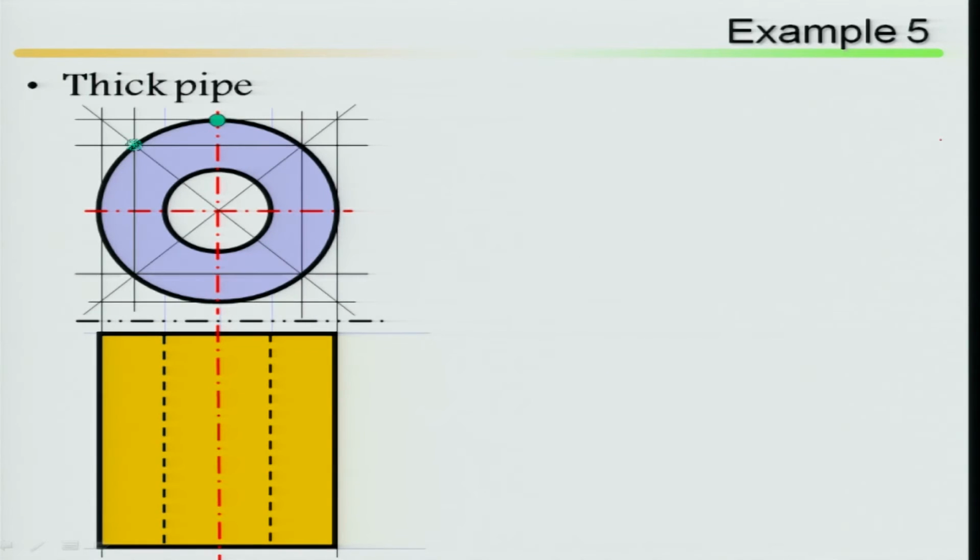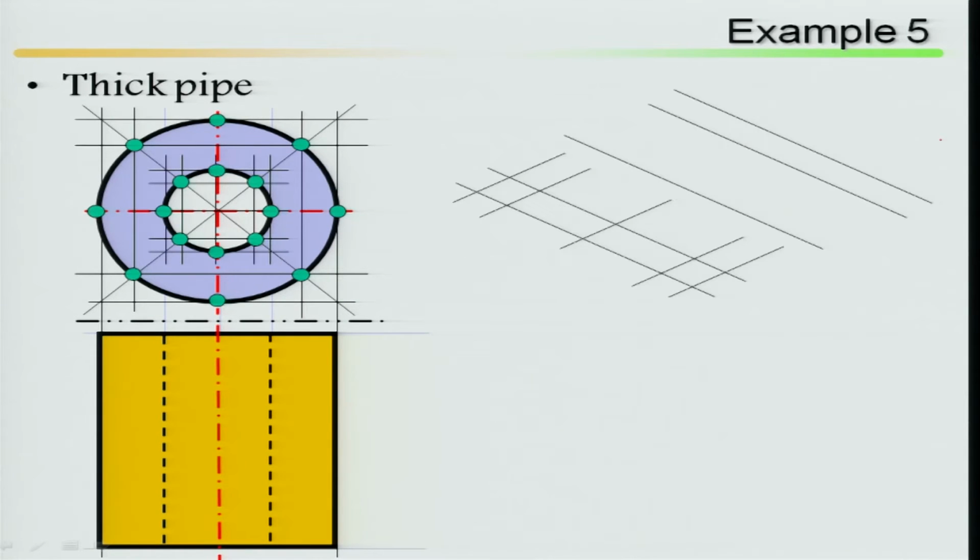Thick pipe: in the thick pipe, what happened? Look at example 5, thick pipe. The top view is two concentric circles. These two concentric circles look like isometric ellipses. So basically, along the circles, find and take as many points as possible, so that you can draw the ellipse very easily. So the points are marked, inner as well as outer: first the outer, and then the inner circles.